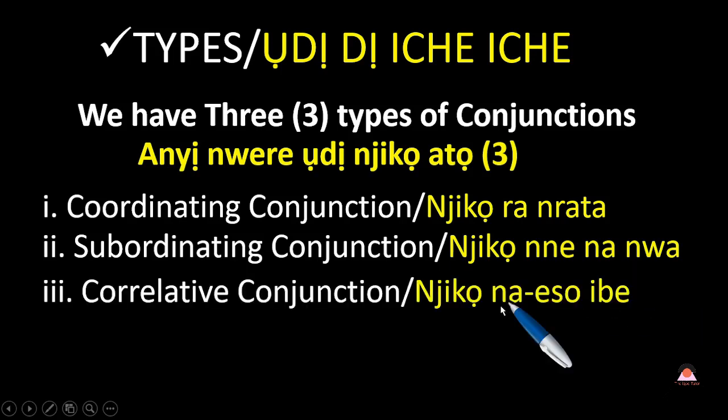Then we go to the third type of conjunction, which is correlative conjunction. In Igbo, we call that njikọ na-eso ibe. Njikọ na-eso ibe. This na-eso means following. Na-eso ibe, following itself or each other or relation. So they are related. That's why they call it correlative. They are talking about a similar thing at the same time. So we move on from here.